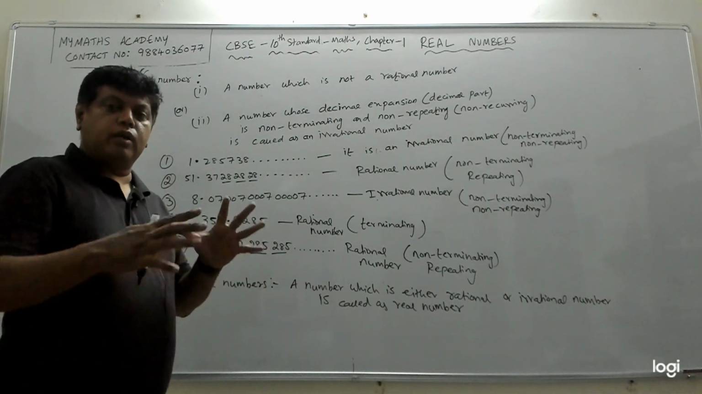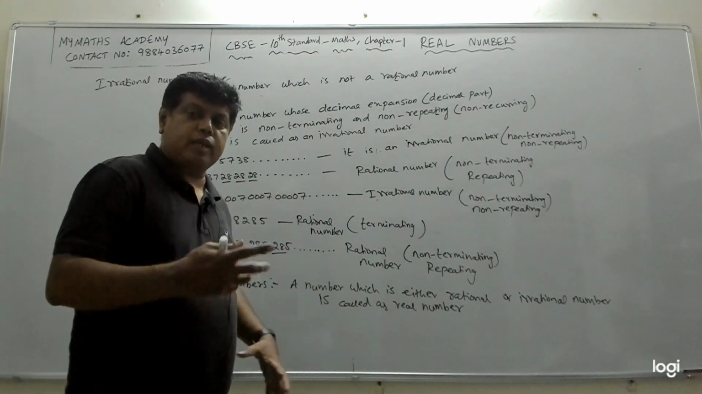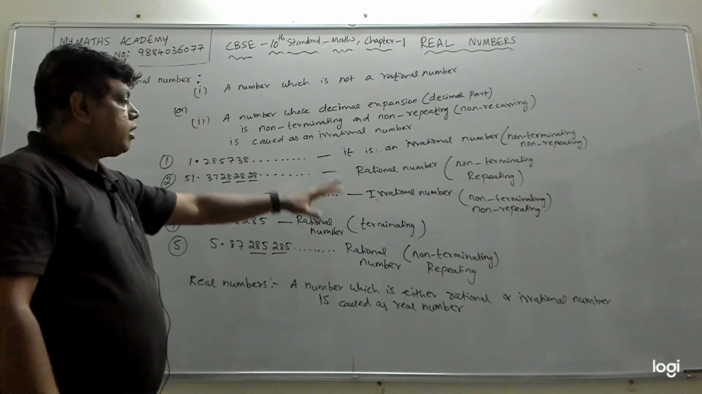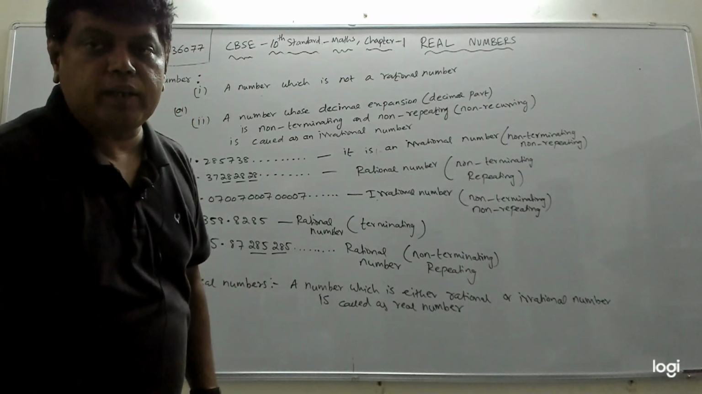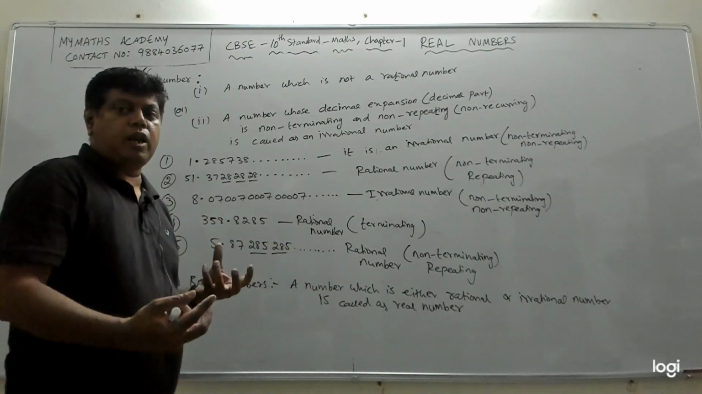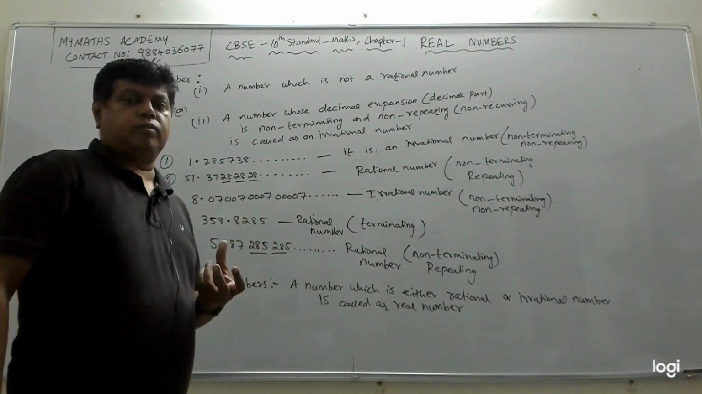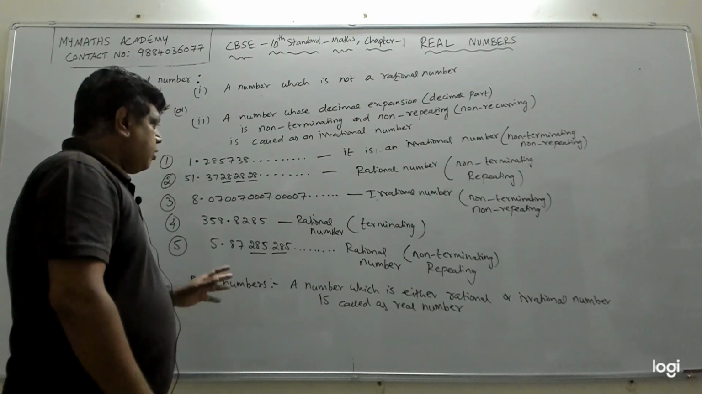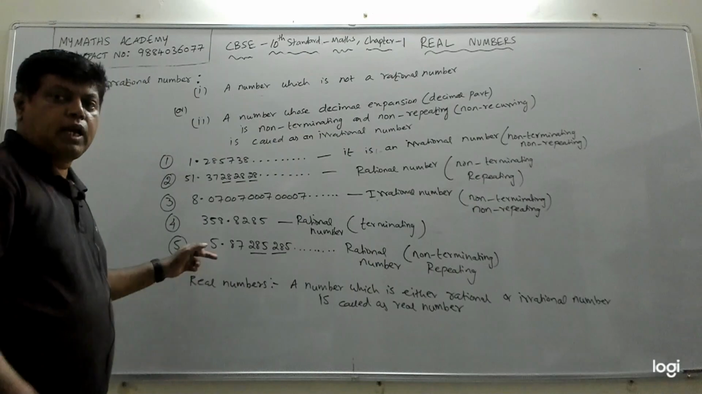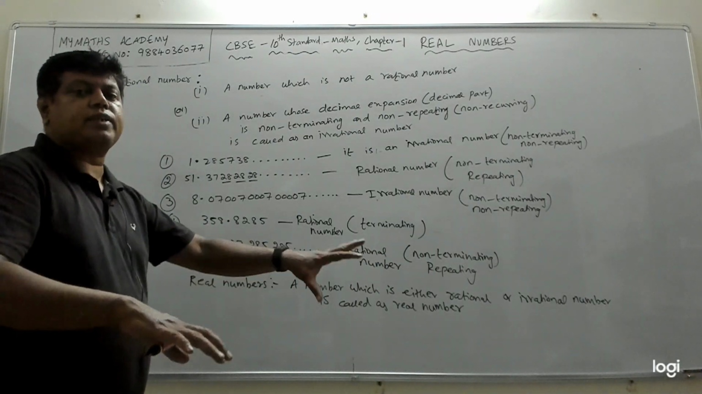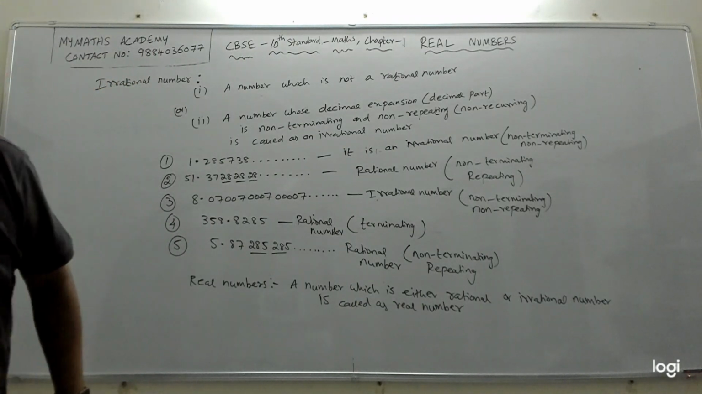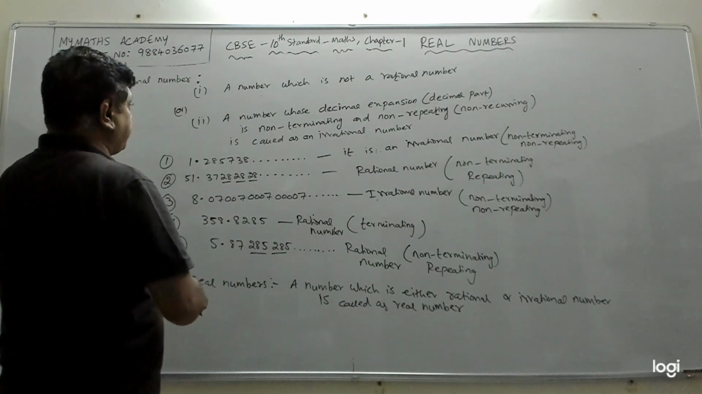A number which is either rational or irrational is called a real number. Whatever numbers we have seen till now are real numbers. A real number can be rational or irrational. So this is a real number, this is a real number, this is also a real number. Under that we separate them as rational and irrational. Fine.